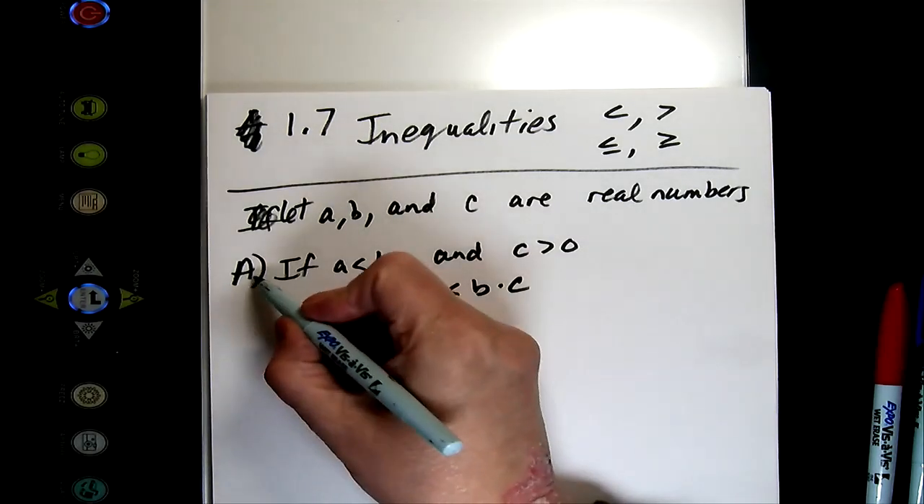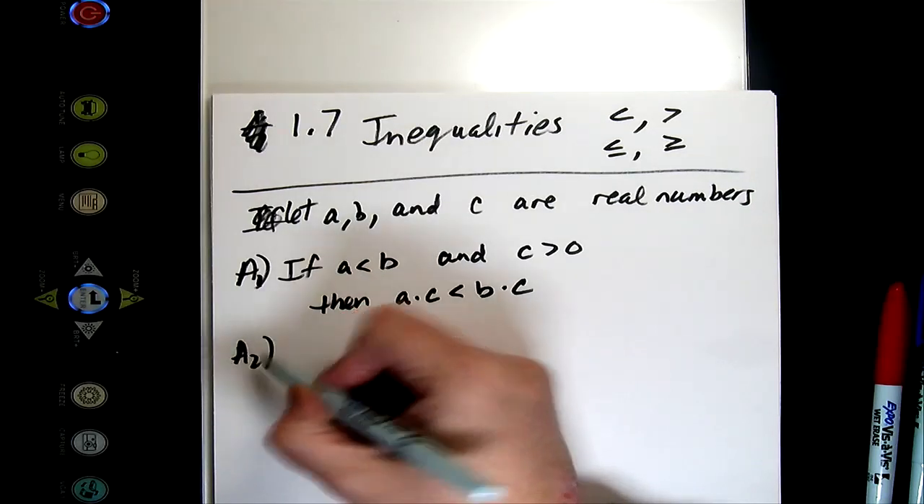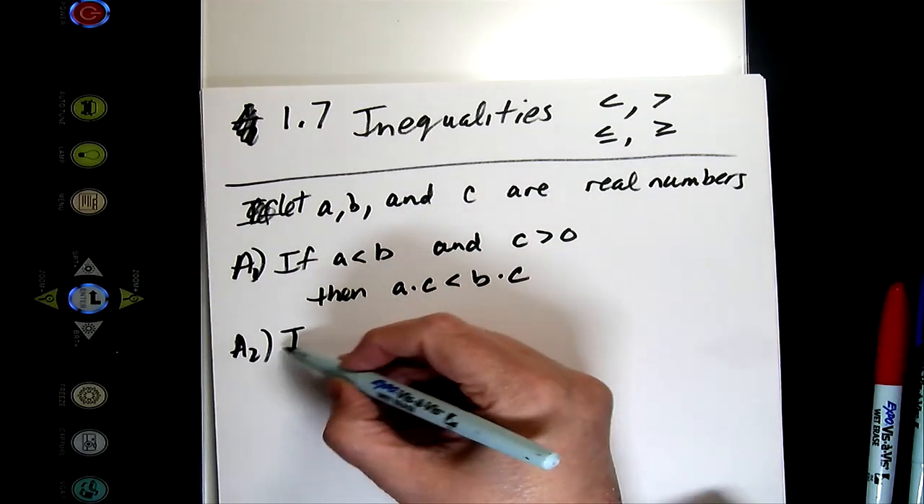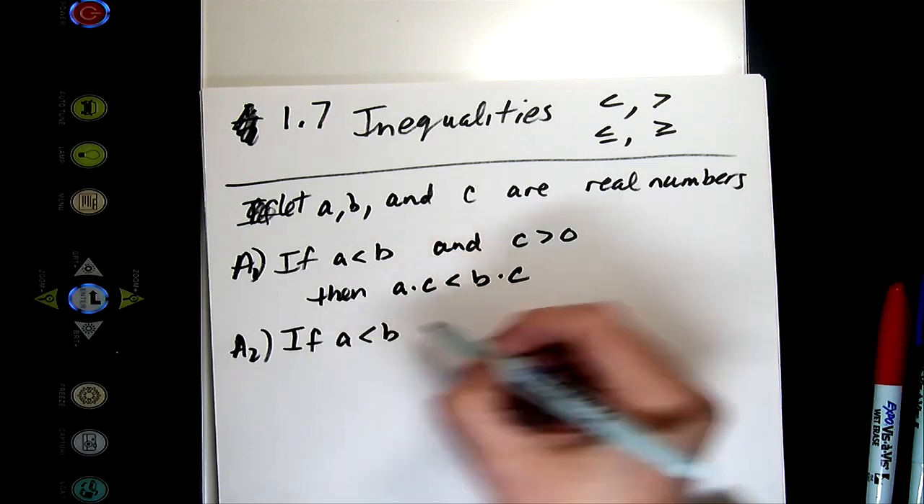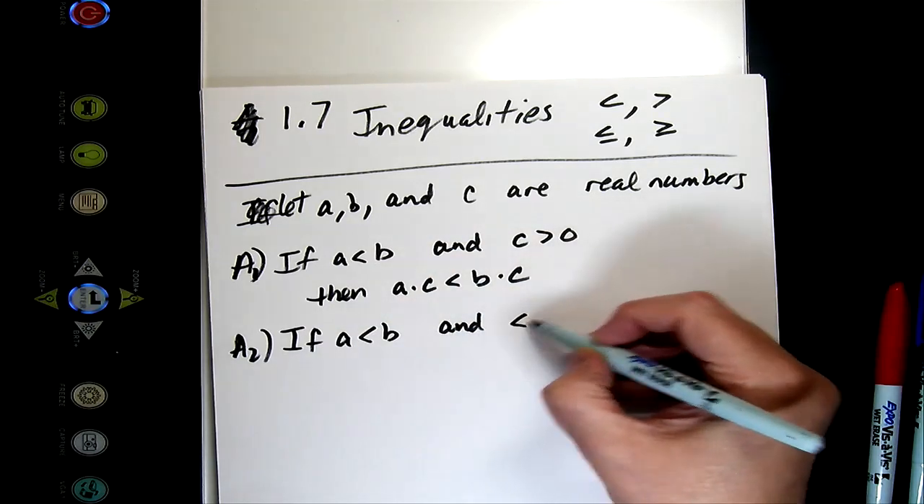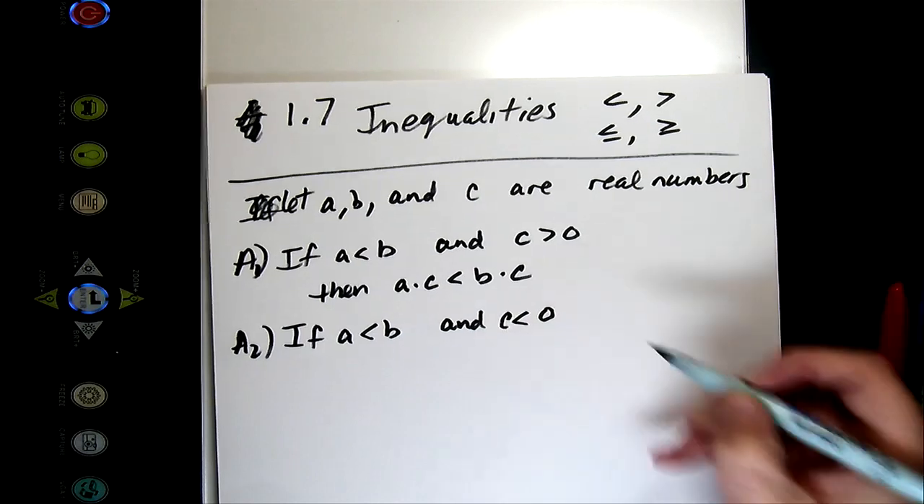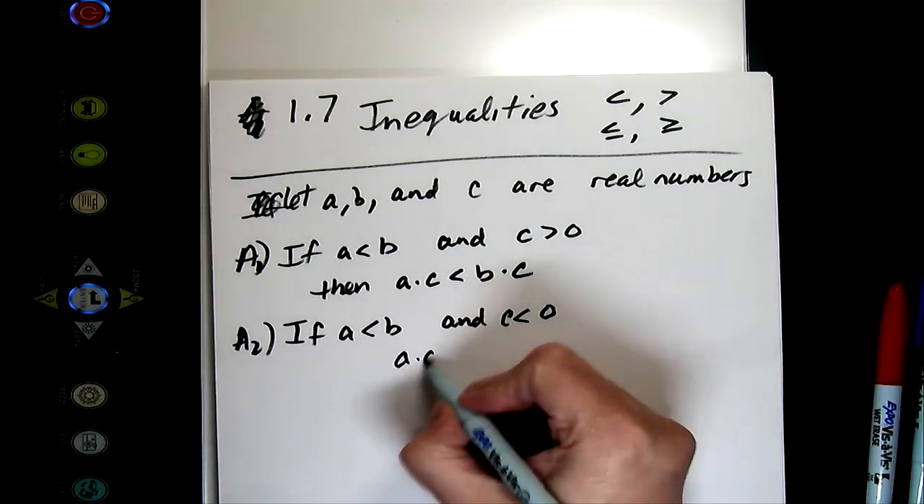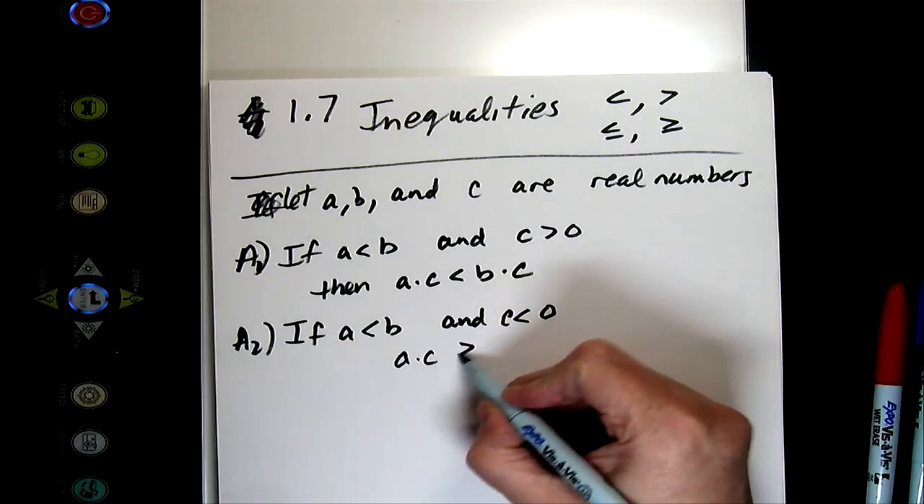Maybe I'll call that A1. A2 is going to be if C is less than 0. If A is less than B and C is less than 0, if I do A times C, it's now going to be greater than B times C.